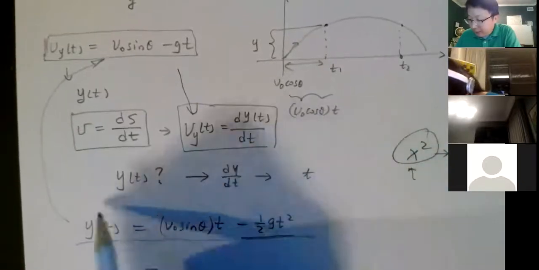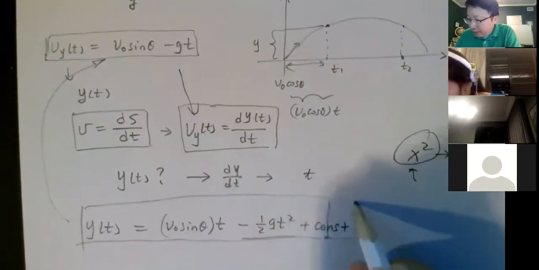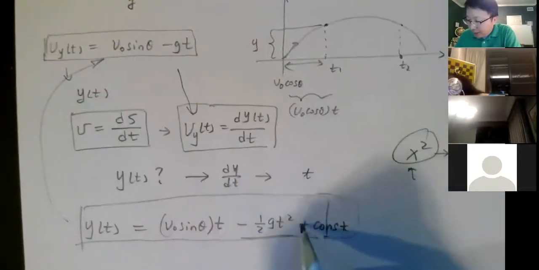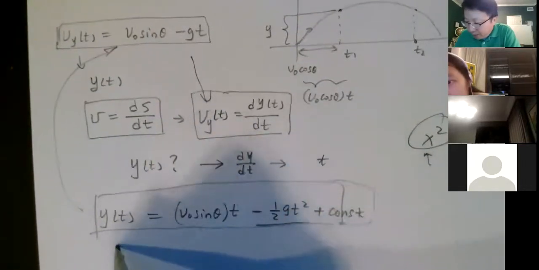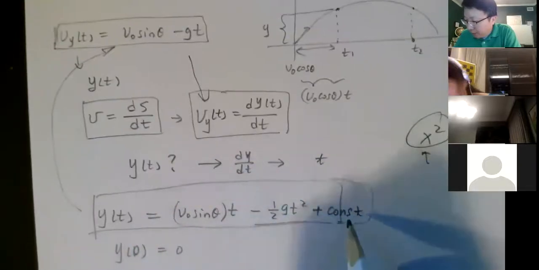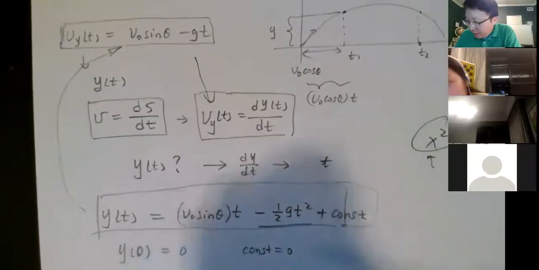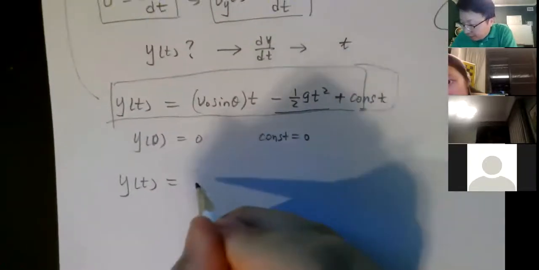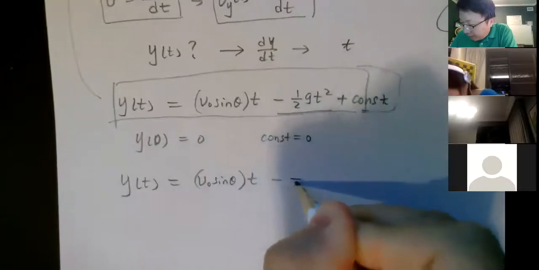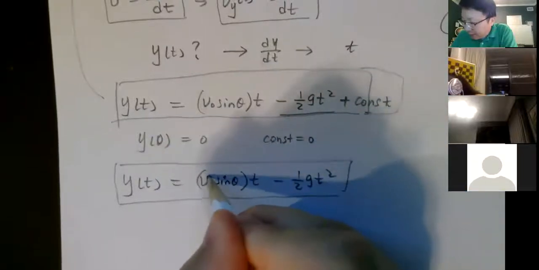Don't forget we also need to add a constant, because a constant's derivative is 0 and still gives you the same thing. But how can we decide the constant? By the initial point. y at t equals 0 is 0, so the constant is 0. Therefore, finally, y(t) is V0 sine theta times t minus 1/2 g t squared. That's it. Simple, correct? If you understand derivatives, this is really simple.